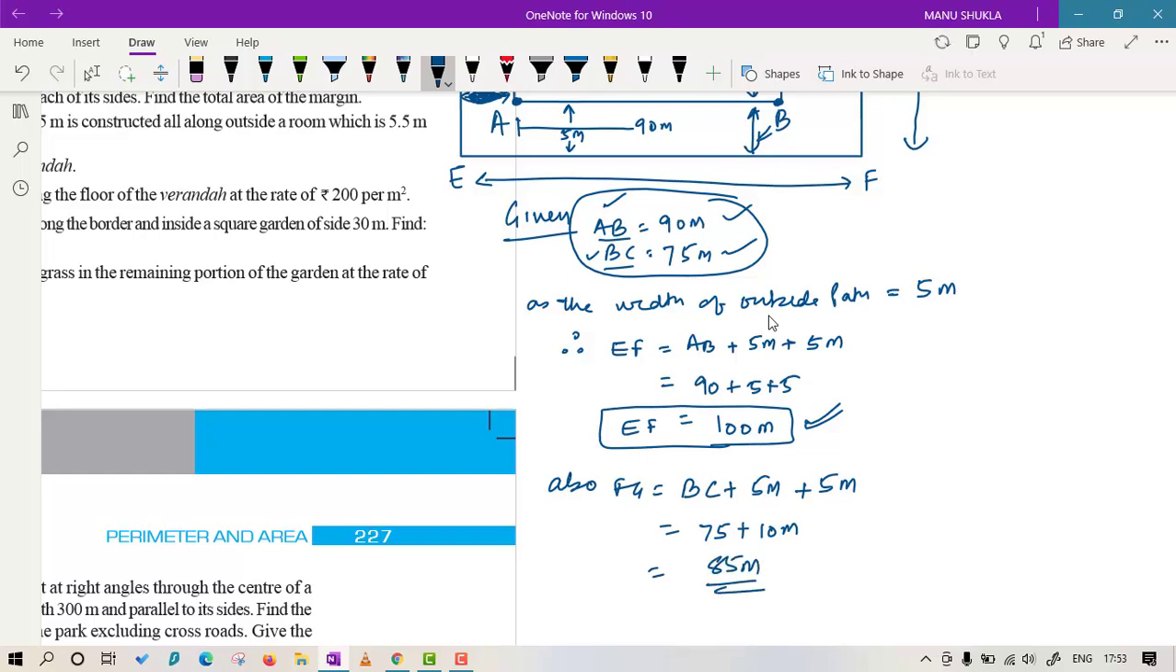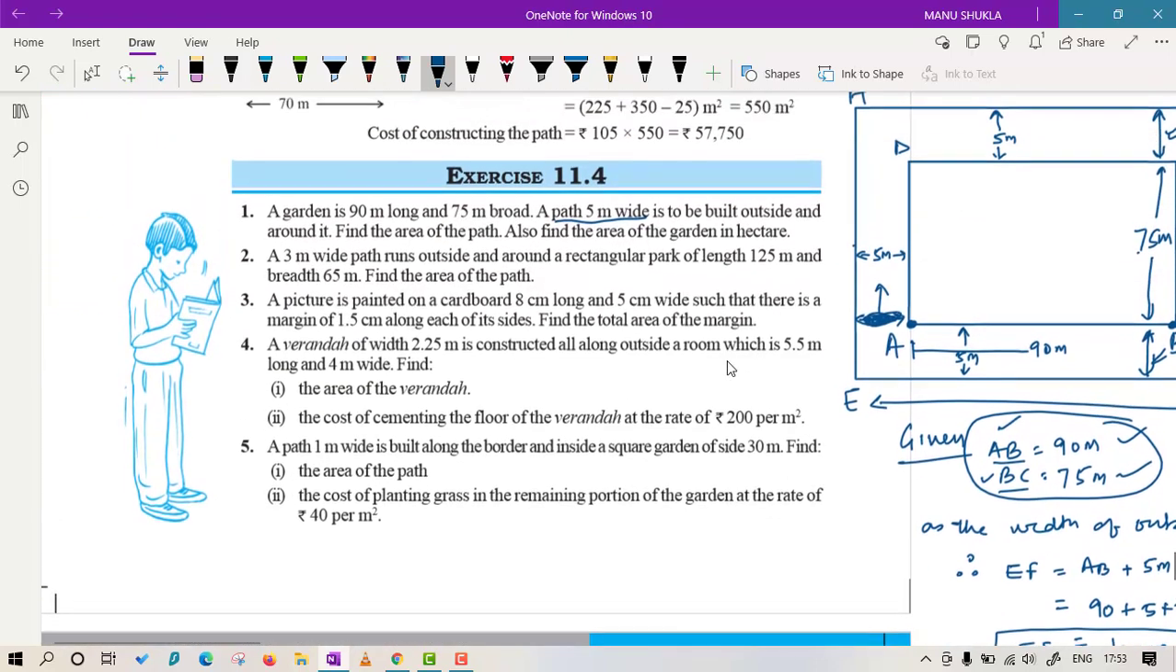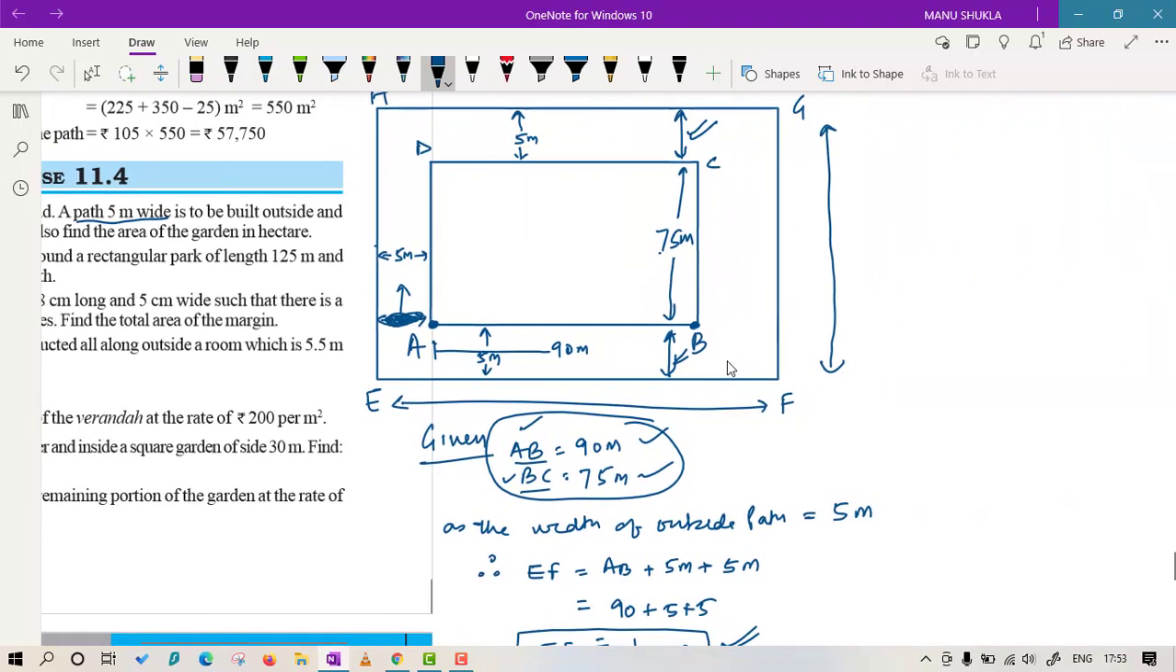Class, always remember you need to have all the units the same. If any unit is different, you need to change it to get a correct unit. So now we are ready with all the dimensions of the inner rectangle and outer rectangle, and now we can proceed. They are saying find the area of the path. Now the question is very easy. To find the area of the path, what you need to do? You can understand this thing. You need to find this area.